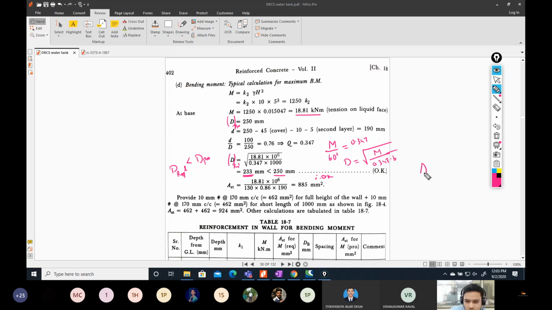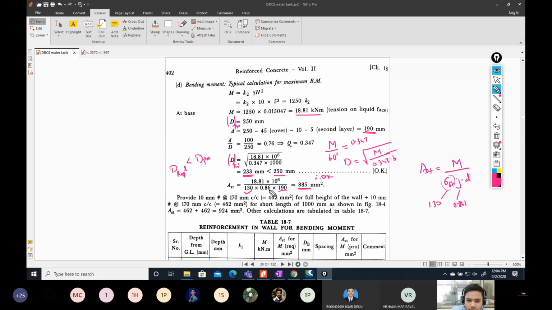So if you remember, the area of the steel is given by M by sigma st J into D. Now sigma st is the permissible stress, which is 130, that is this value, and J for M30 grade is 0.861. Okay, and the effective depth D is 190. So this AST comes out to be 885 mm square.